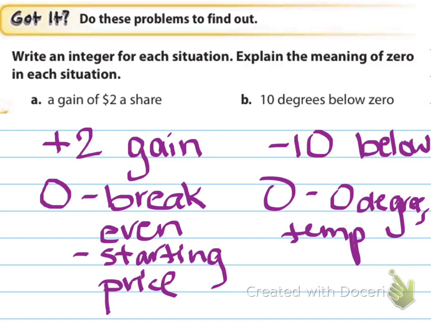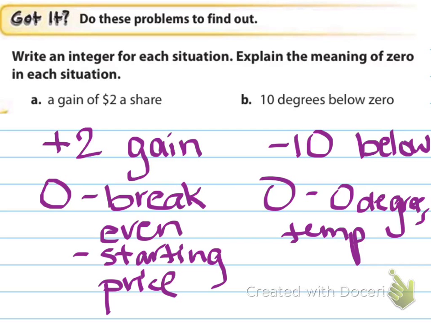All right, now for A, when it says gain, that word gain is talking about an increase, which is our positives. Whereas our 0 for this one is going to represent like a break even, like a starting point. You gain $2 a share. Well, you bought the share for so much money in the first place, but then you gained $2 from it. So it increased in value by $2.